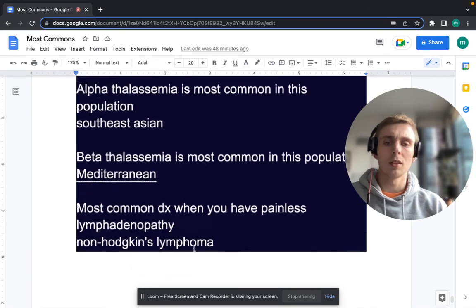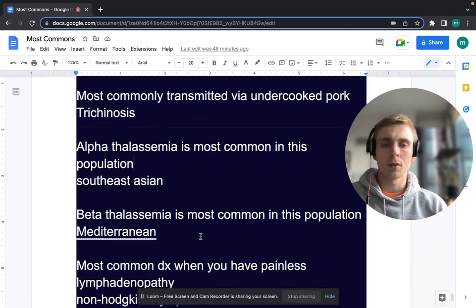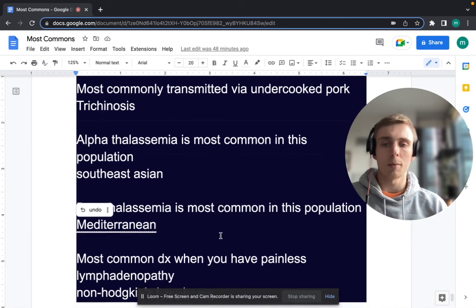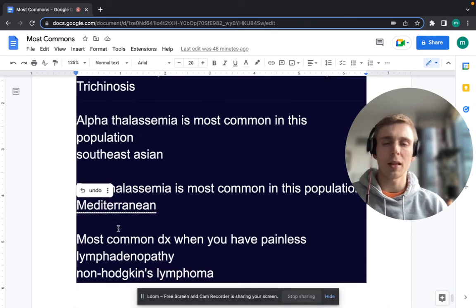How about beta thalassemia? What population is beta thalassemia most common in? That's going to be Mediterranean. So Mediterranean is the most common for beta thalassemia. And for beta thalassemia, they only have 2 differences. So beta thalassemia has beta thalassemia major and minor, as opposed to alpha thalassemia, which has 4 genetic possibilities. Beta thalassemia only has 2.